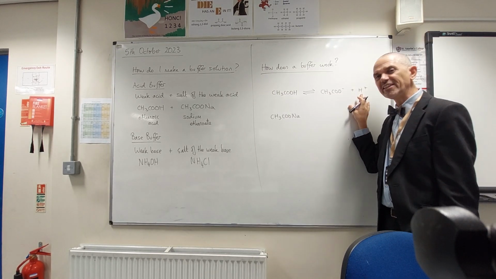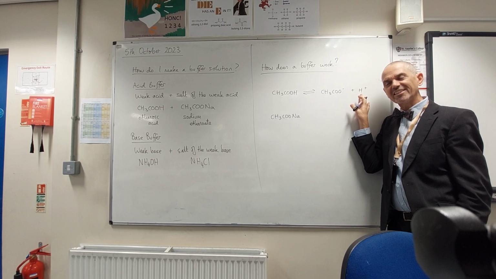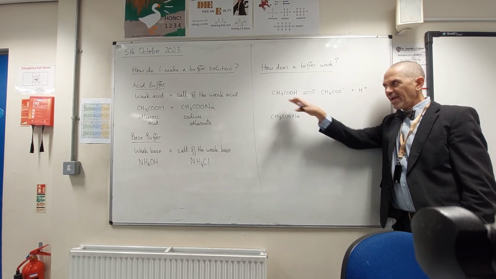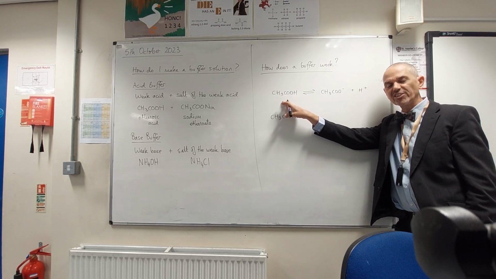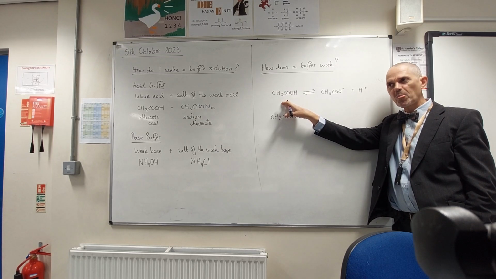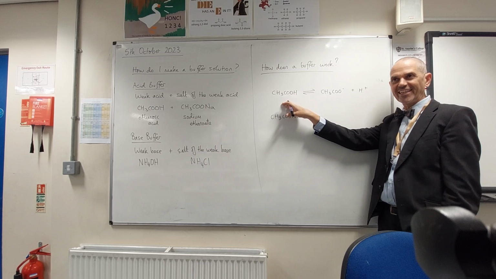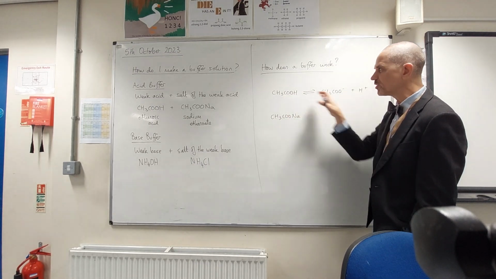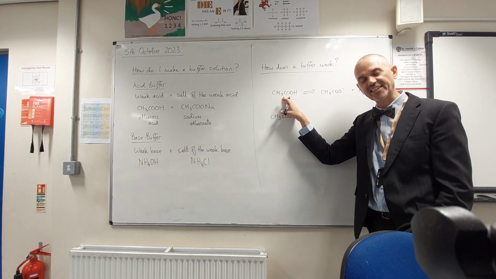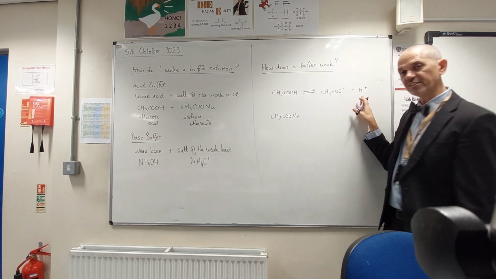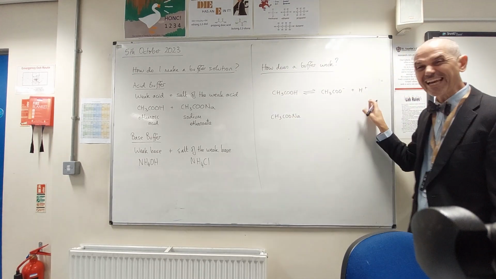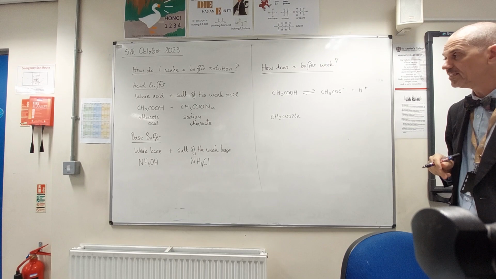And remember, it's only the H+ ion that is acidic. Ethanoic acid molecules, CH3COOH molecules, are not acidic. They obviously are when they dissociate in water, but the molecules themselves are not acidic. It's only H plus that gives us acid. So it's a weak acid because it's partially dissociated.